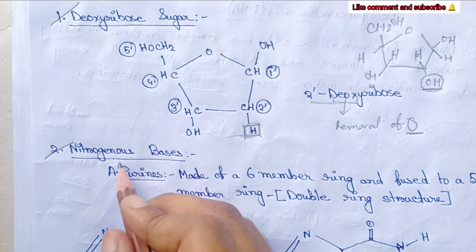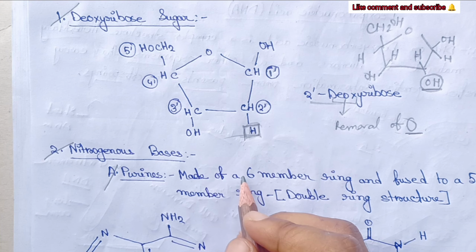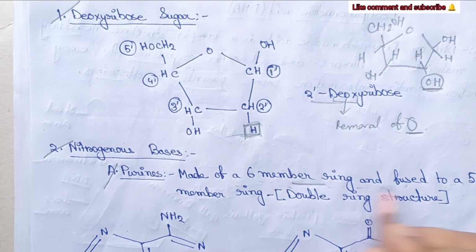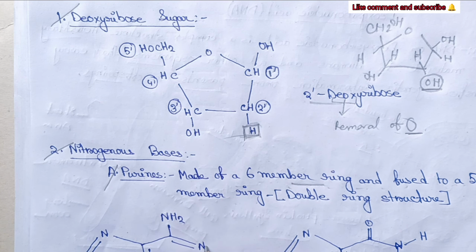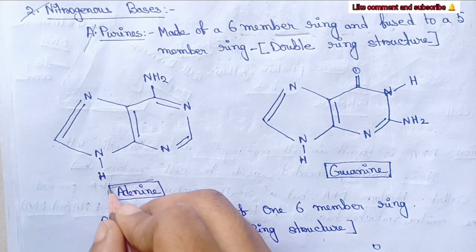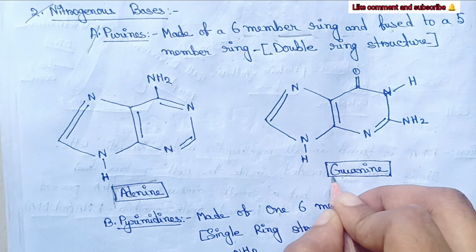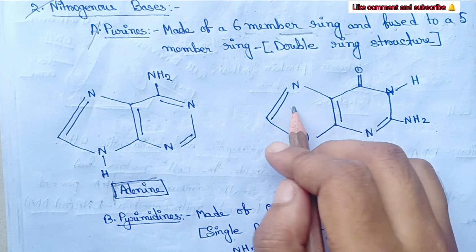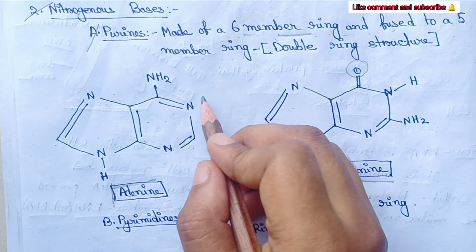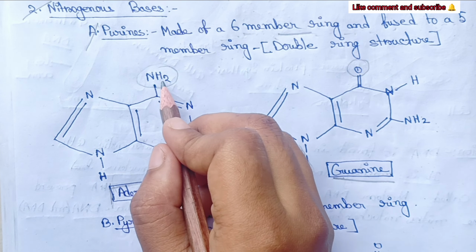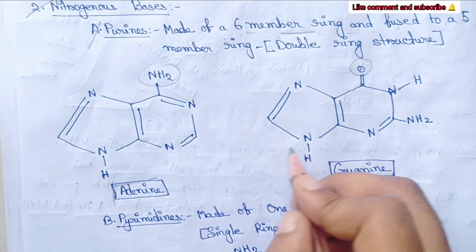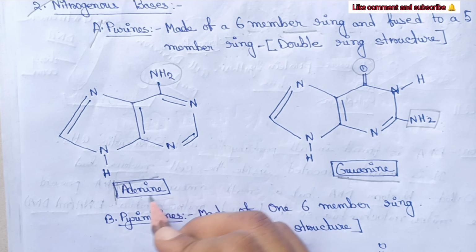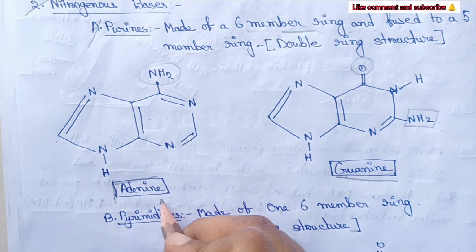Then the nitrogenous bases: purine and pyrimidine, two types of nitrogenous bases are present. Purine is made of a 6-member ring fused to a 5-member ring. You can see that this is the 6-member ring. This is the structure of adenine and this is the structure of guanine. You can see both pictures are almost the same, but there is a double-bonded O and an NH group, but no NH2 group here. This is the only difference between adenine and guanine.